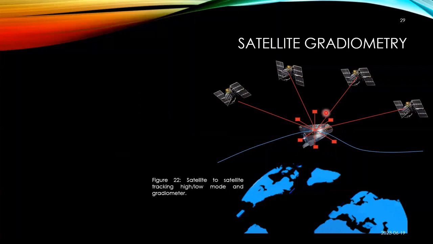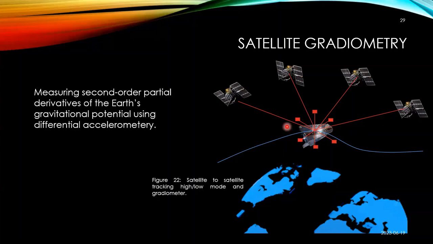In a gradiometer, there are 6 accelerometers, 2 parallel and 2 orthogonal, like a coordinate system, at a distance of about, for example, 2 meters for the GOCE mission. So they can measure the changes between the accelerometers front and back, up and down. In that way, they can measure the second order derivative of the gravitational potential.